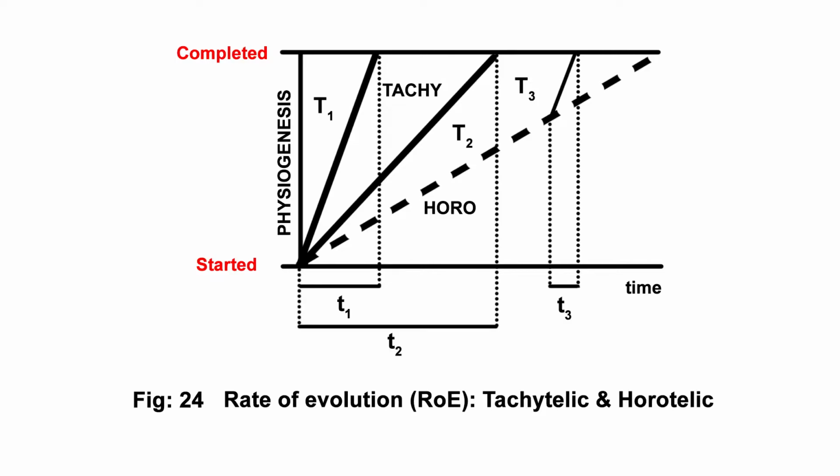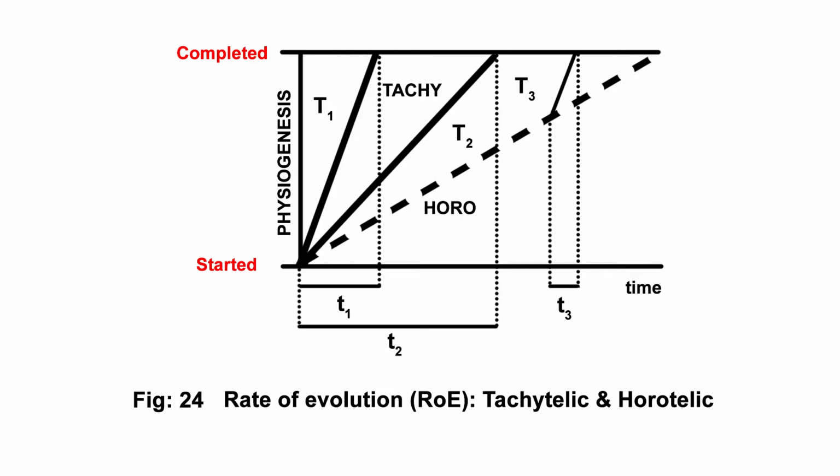As such, a single stock may diversify rapidly and the descendants quickly become adapted for life in various habitats, called adaptive radiation. Figure 24 is self-explanatory as it shows the evolution on the vertical line and the time period on the horizontal line.